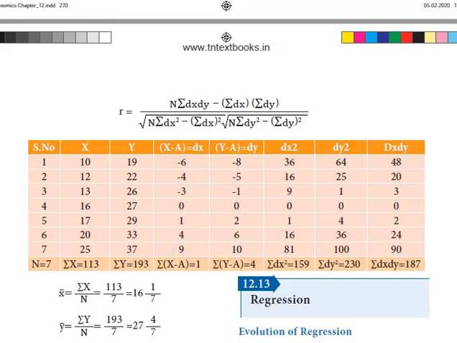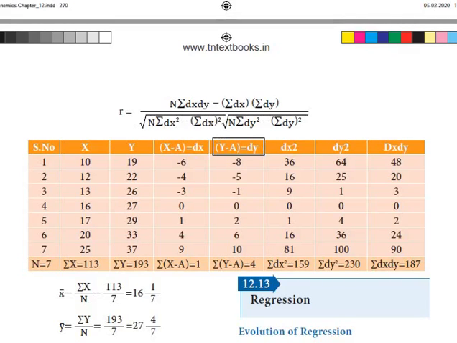In the same way, take the assumed mean for y also. The center value is the fourth value, that is 27. Subtract 27 from all the y values. 19 minus 27 is minus 8. 22 minus 27 is minus 5. 26 minus 27 is minus 1. 27 minus 27 is 0. 29 minus 27 is 2. 33 minus 27 is 6 and 37 minus 27 gives you 10, and that is dy.